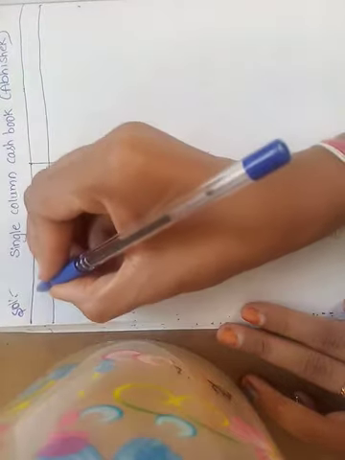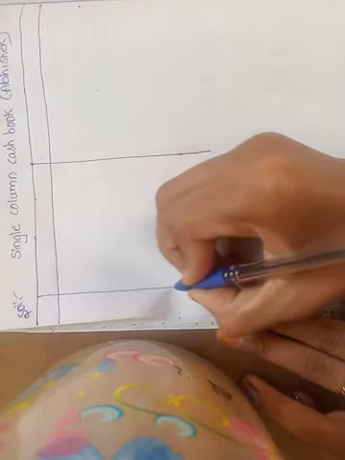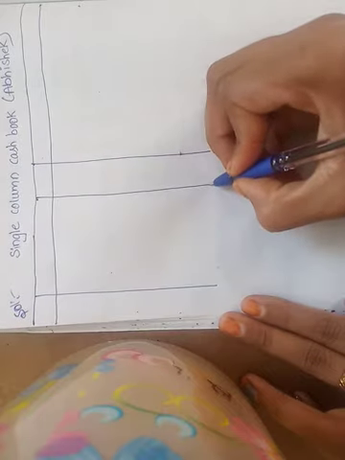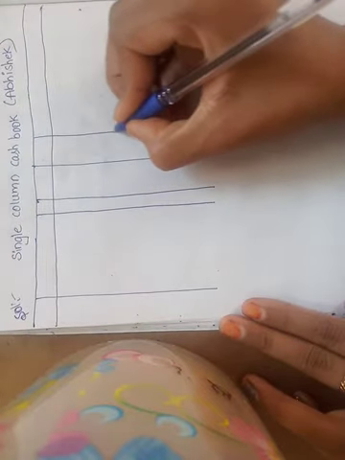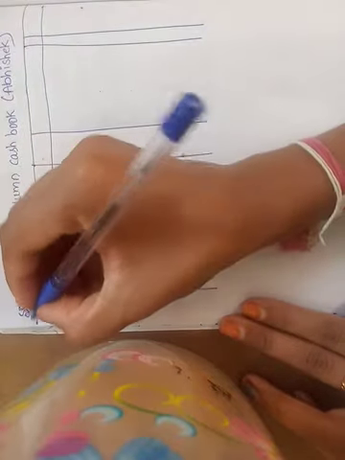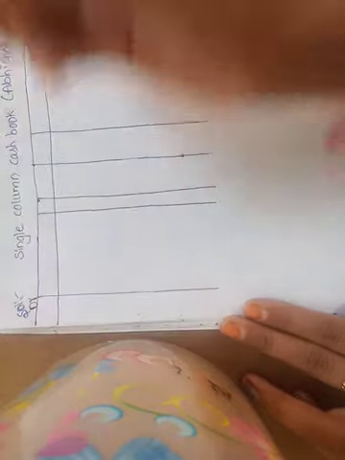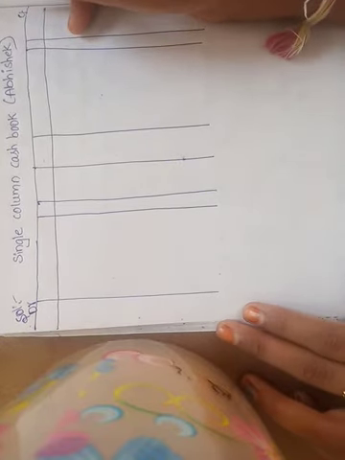That is date, very important. Amount, LF, date, particulars, LF. So the left hand side is known as debit and the right hand side is known as credit.